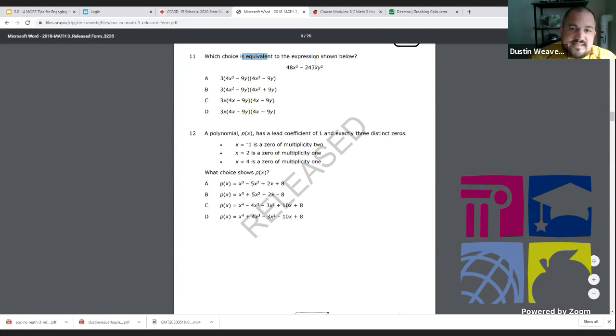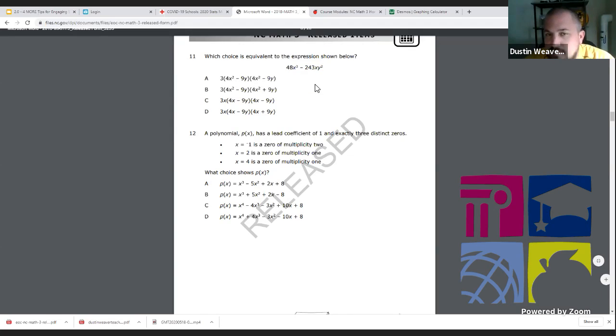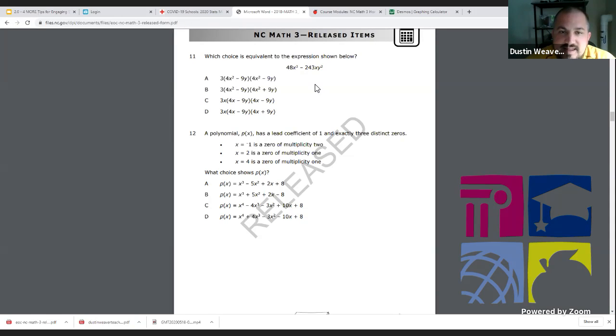11 says, which choice is equivalent to the expression shown below? So if you look at this, you have 48x to the third minus 243xy squared. What is the GCF? So what can we take out of both of those that they have in common? 3 and then x, okay? And if you notice, C and D are the only ones that take out a 3 and also take out an x. So A and B are already gone, okay? So when you take out 3x, let's see what's left.